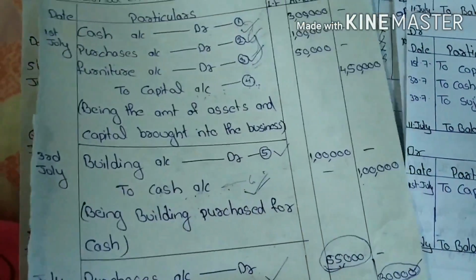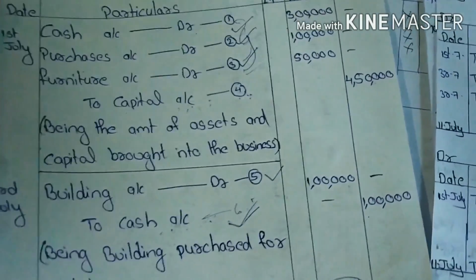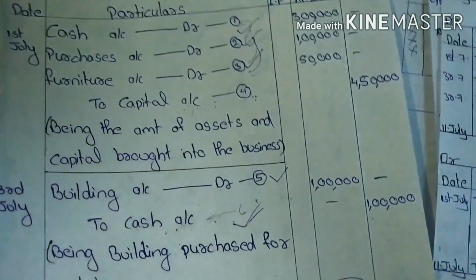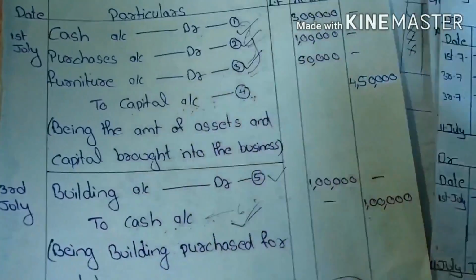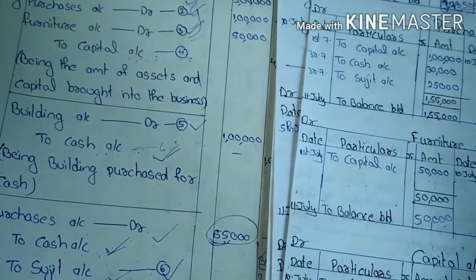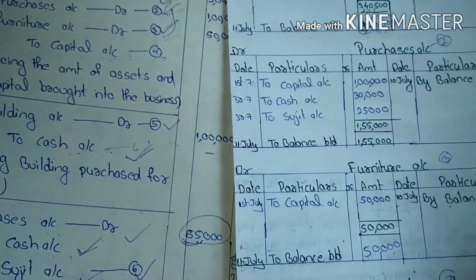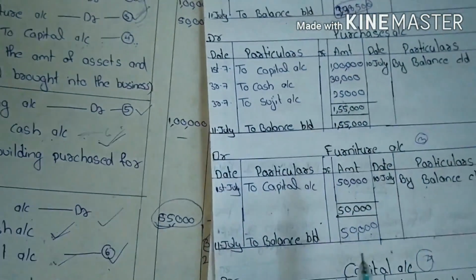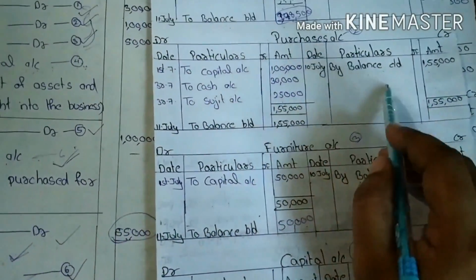So here the second entry was purchases account, right? Second entry purchases. Same format should be prepared for purchases account. Okay. Date, particulars, journal folio, amount.